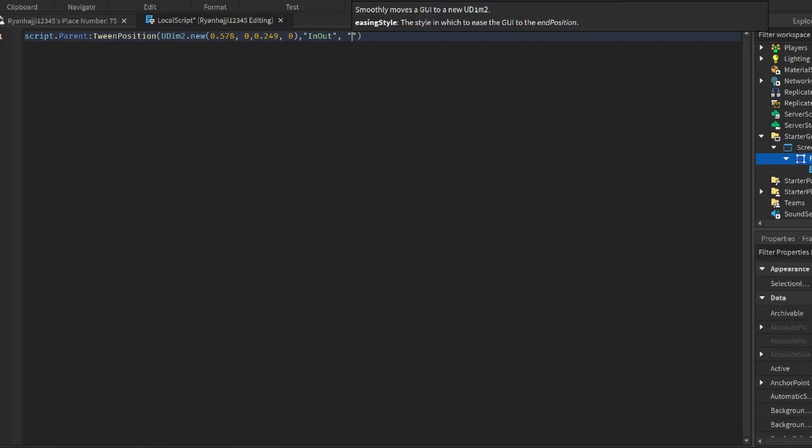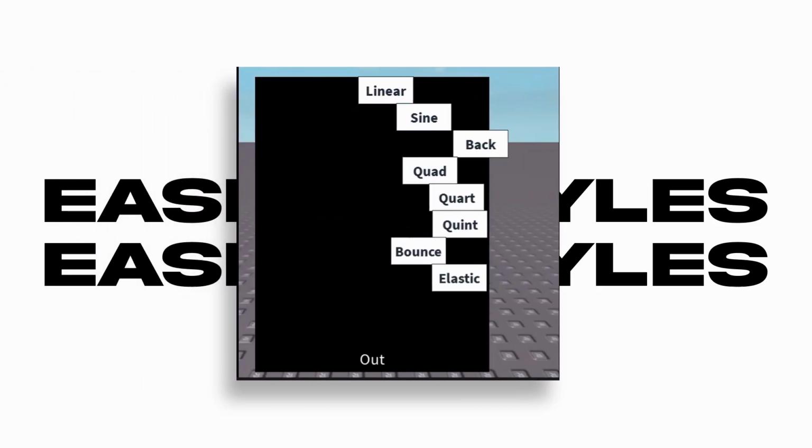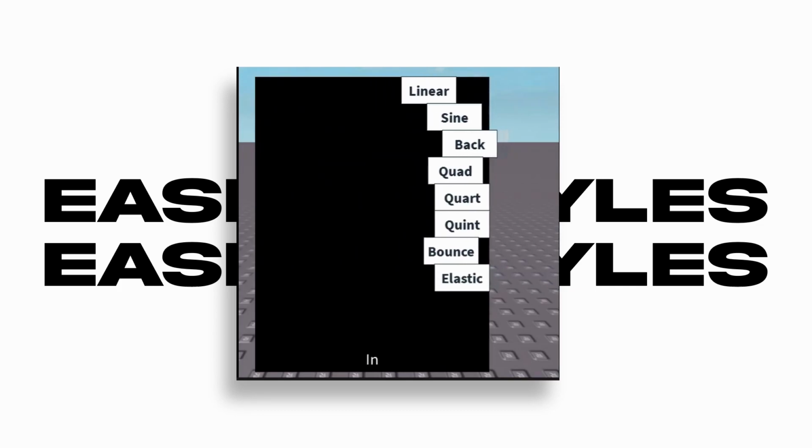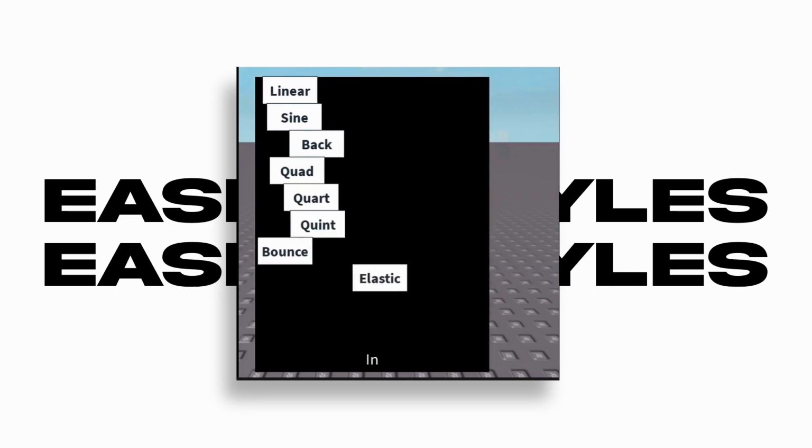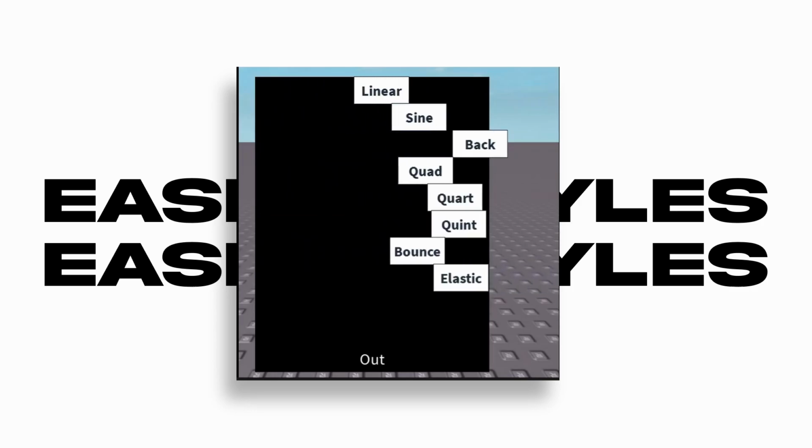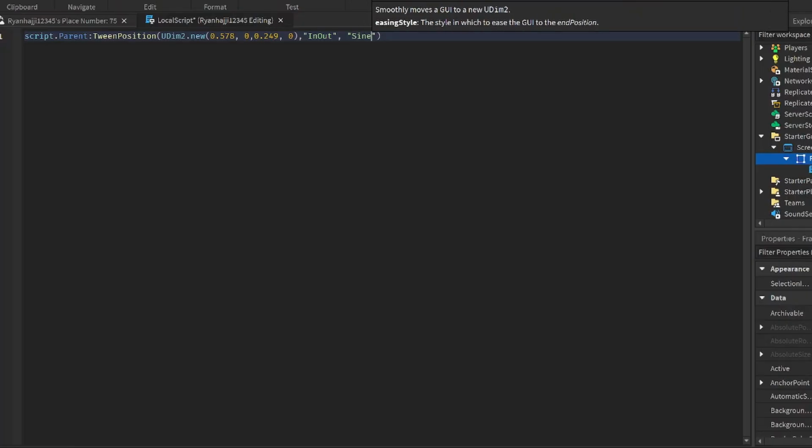And there are tons of styles here. I'm actually going to put some of them up on screen now. If you want some more information, just go to the description, and it's going to take you to a DevHub page telling you all the types of styles and what they actually look like. Just for now, I'm going to stick with Sine.